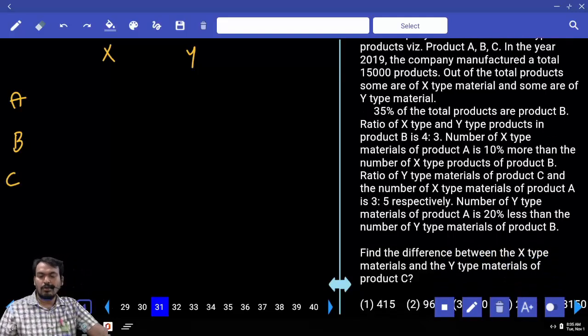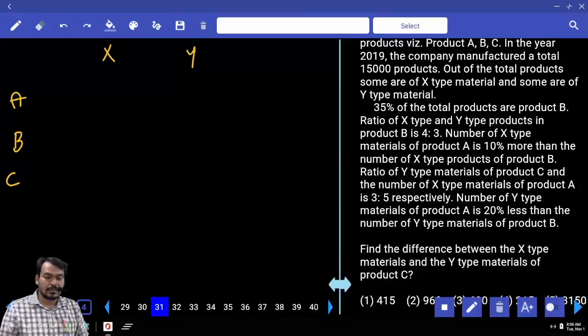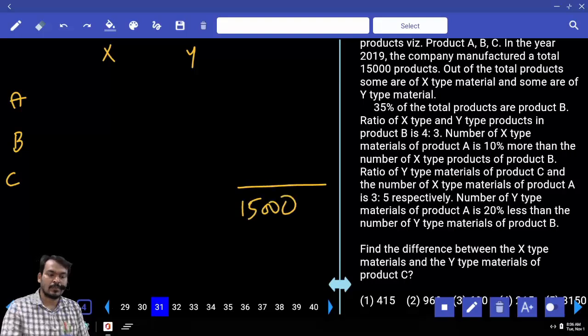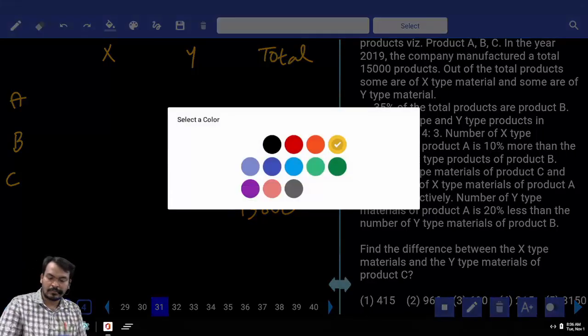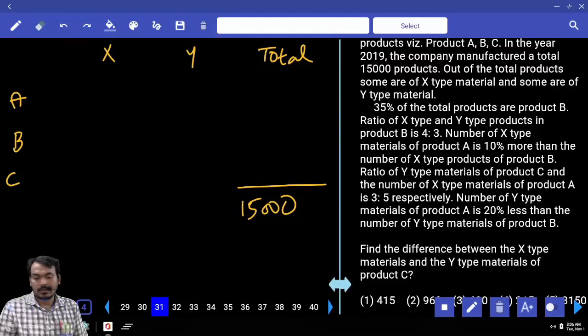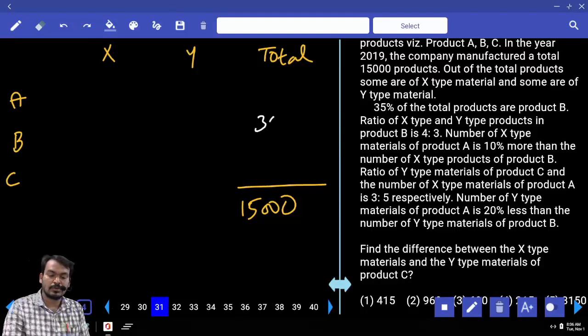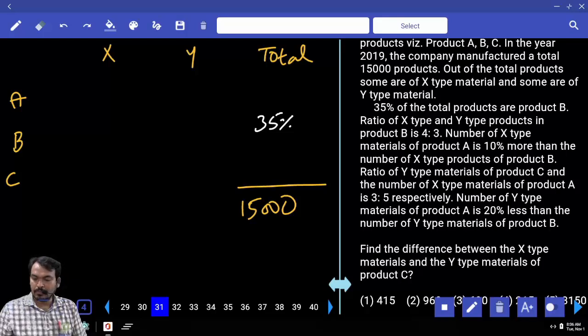Next, total how many products are there? 15,000. Means the sum of A plus B plus C, how many products? 15,000. Total of A value plus B value plus C value is equal to how much? 15,000. What is the first one? 35% of the total products are product B. Means B is how much percent? 35%, or not?